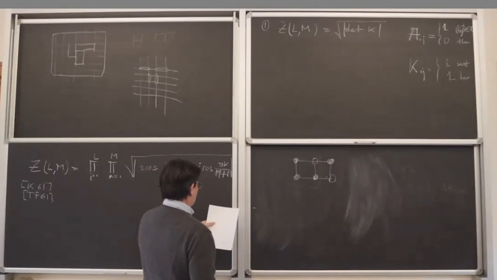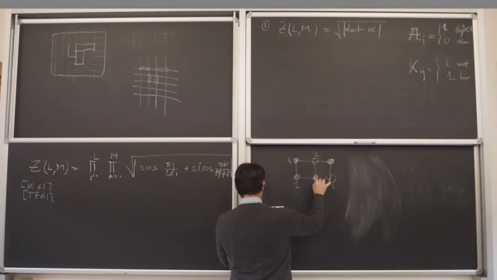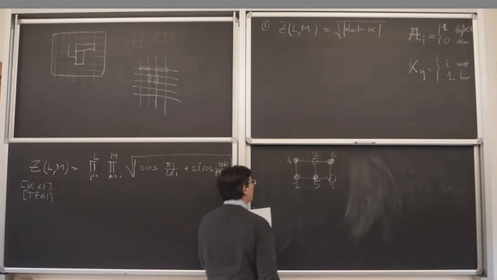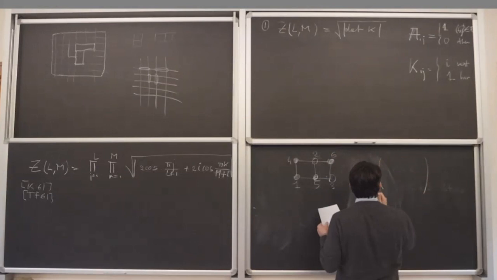So I will enumerate the black vertices first and the white second. And then I put a matrix, which is the bi-adjacency matrix, which is only a matrix where you put the white vertices in one direction and the black vertices in the other one.